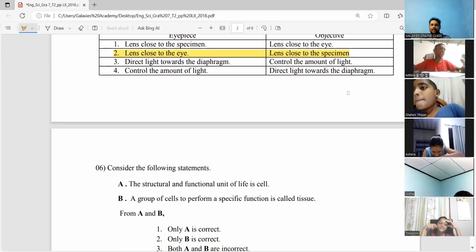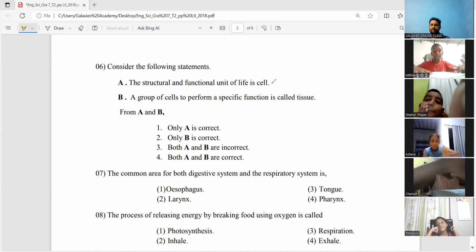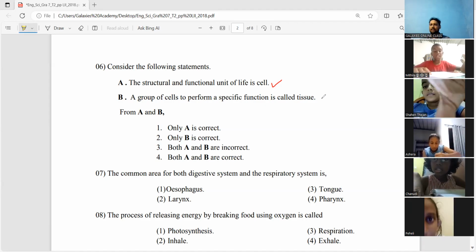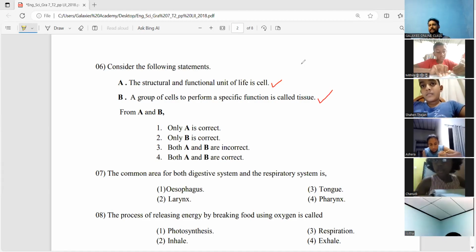Right, then look at the sixth one. Consider the following statements. There are two statements given. A: The structural and functional unit of life is the cell. Is this statement correct? Yes, sir, it is correct. B: A group of cells that perform a specific function is called a tissue. Is it correct? Yes. The collection of cells is known as a tissue, no? It is correct. So what is the answer? Both A and B are correct. That means the fourth one.